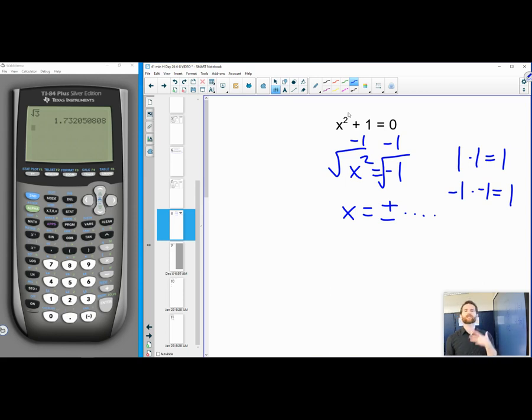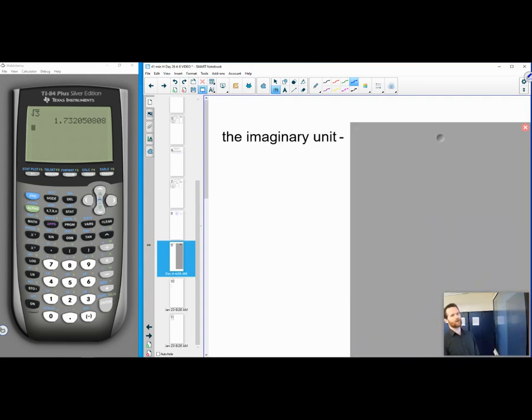There's no number that we can square, at least no real number, that will give us a negative 1. So up until this point in our mathematical careers, we just sort of had to tap out and be like, all right, I guess there's no real solutions. We cannot go any further with this problem. But today, we're going to get around that using the imaginary unit.